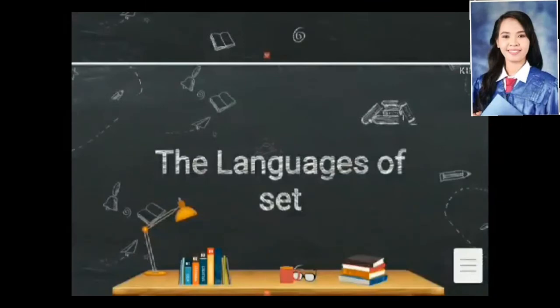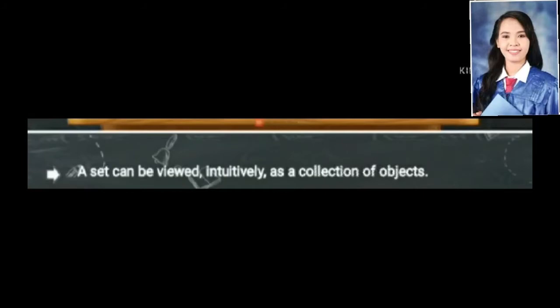I will discuss the language of sets. So what is a set? A set can be viewed intuitively as a collection of objects. Meaning to say, a set is a way of collecting or grouping objects. The objects that belong in a set are called elements, or the members of the set. And take note, when we are writing the name of a set, we must always use capital letters.